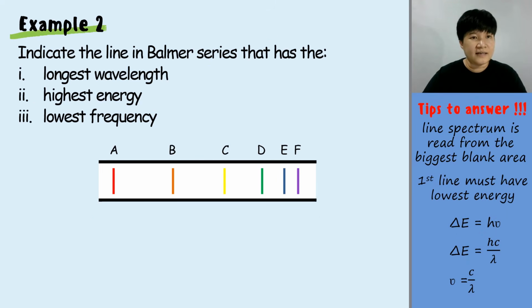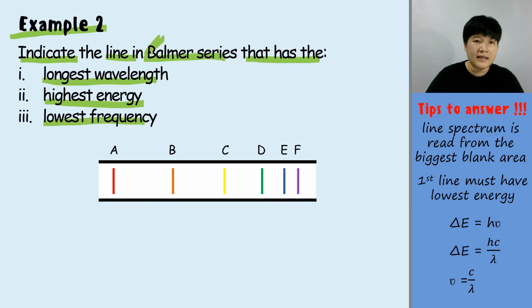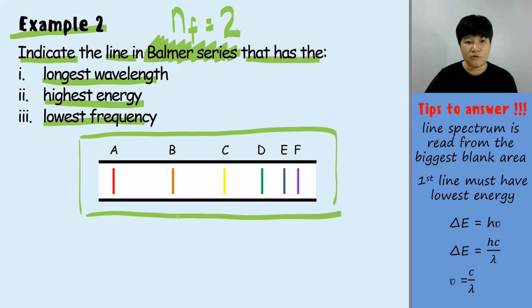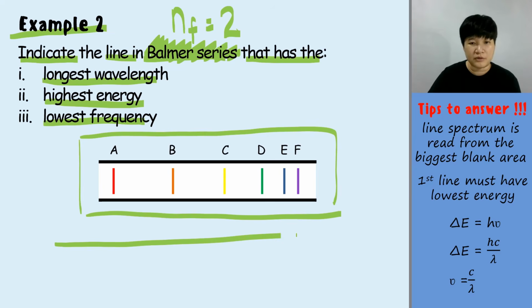In this second example, the question asks you to indicate the line in the Balmer series that has the longest wavelength, the highest energy, and also the lowest frequency. Knowing that it's a Balmer series, Balmer series means n final equals 2. Looking at the line spectrum given by the question, you'll know that the line spectrum will be read from the left to the right.